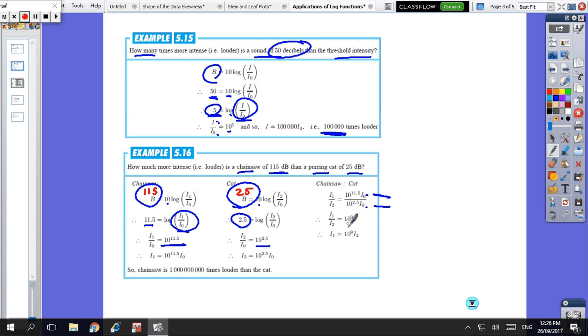And so when you use your indice laws, you subtract the powers, so you get 10 to the 9. And 10 to the 9 is 1 billion times. So 1 with 9 zeros is a 1 billion times difference. So a chainsaw is 1 billion times louder than a purring cat. Okay, and that sort of makes sense. Okay, copy that and come across.